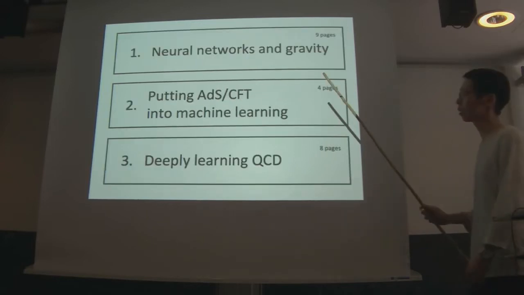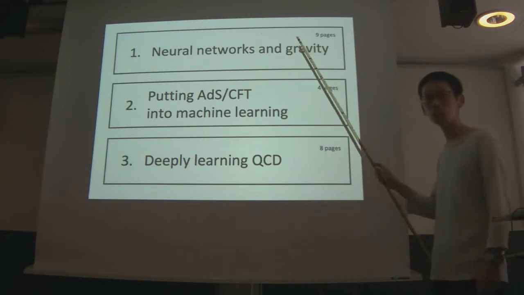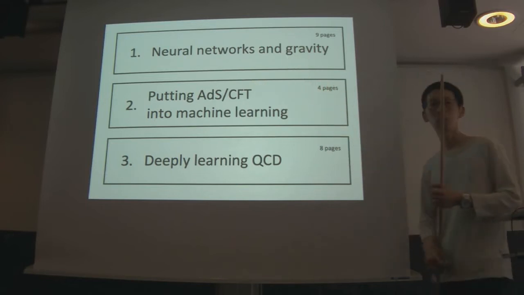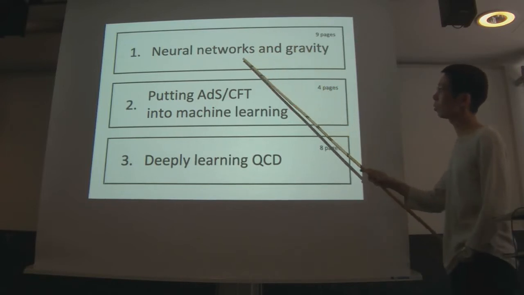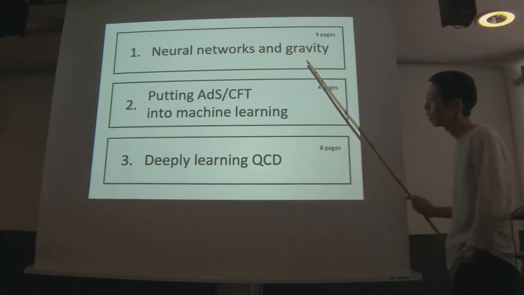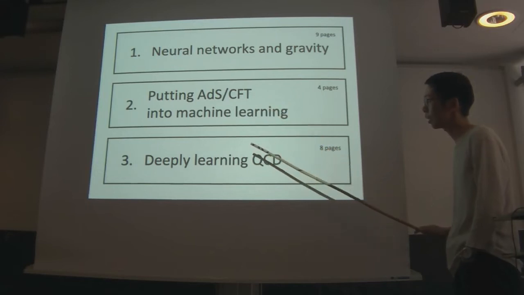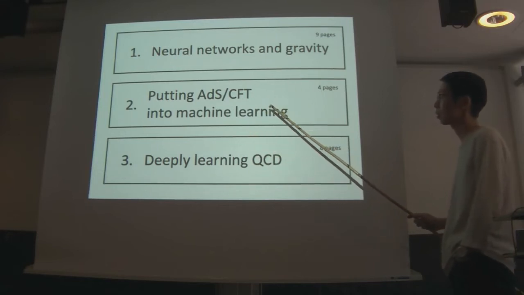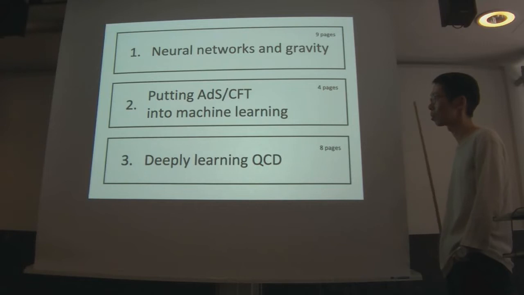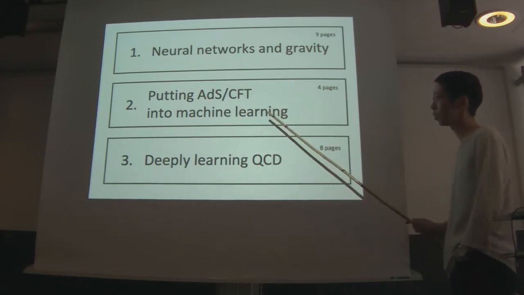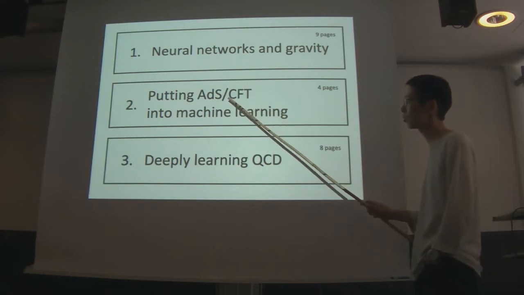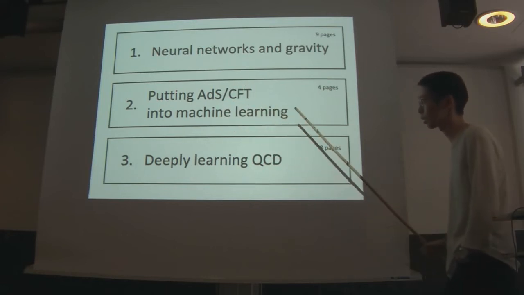First, a review of neural networks for those who are not familiar with machine learning, and also how it could be related to gravity. Then in sections 2 and 3, I actually try to connect these two interesting notions. In section 2, I describe some principles to relate these two, putting ADS-CFT into the setup of machine learning.